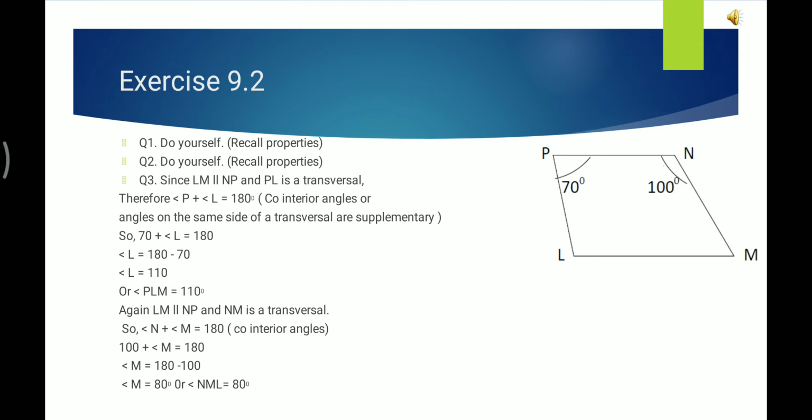In this question we have given a trapezium LMNP in which LM is parallel to NP, and angle P is equal to 70 degrees and angle N is equal to 100 degrees. In this question we have to find angle PLM and angle NML.